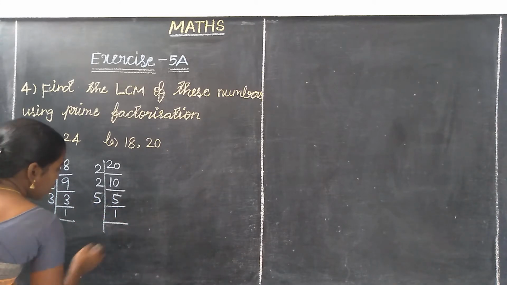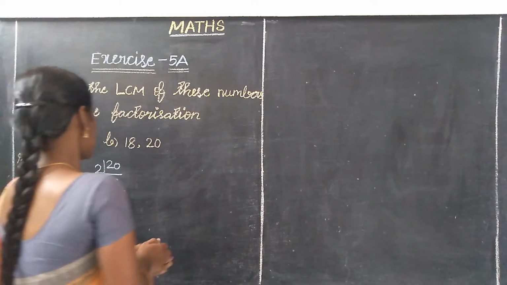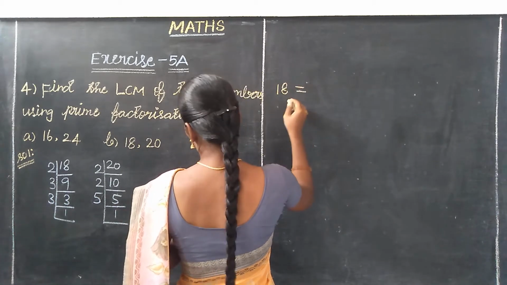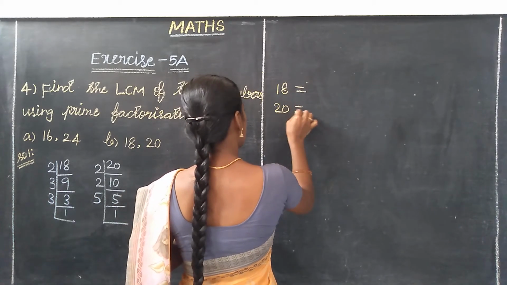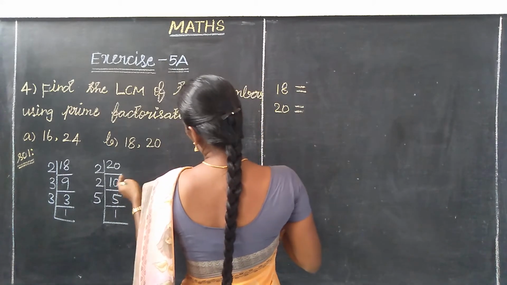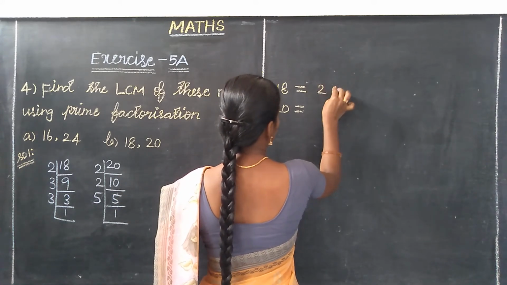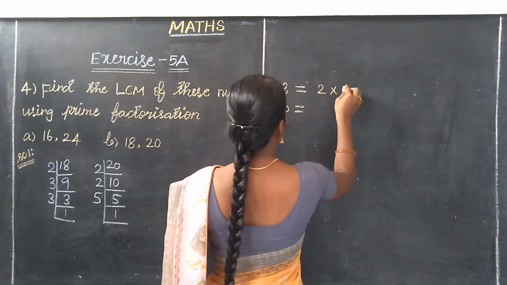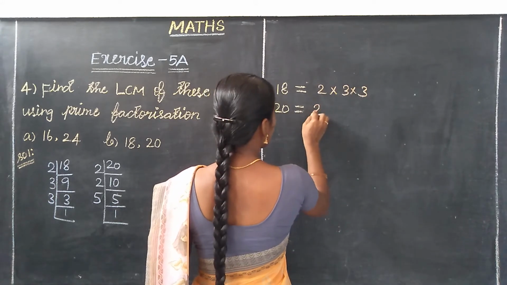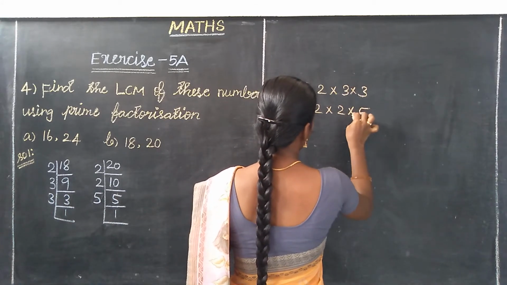1 time, 1 five is 5. Now list out the prime factors. 18 is equal to 2 times 3 times 3, that is 2 into 3 squared. And 20 is 2 times 2 times 5, that is 2 squared into 5.